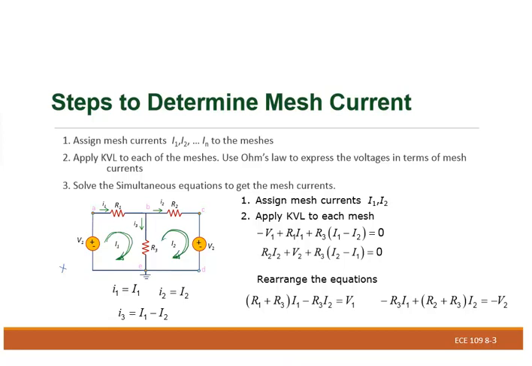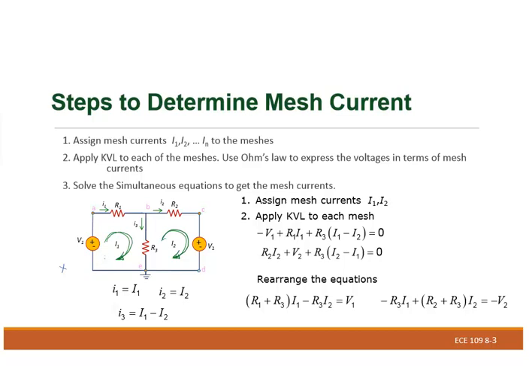Now we're gonna write the KVL for each mesh. Then we're gonna simultaneously solve those equations. So in this case, interesting, we're gonna have two equations. We have two unknowns. We can find them easily here. Okay, let's apply a mesh current.